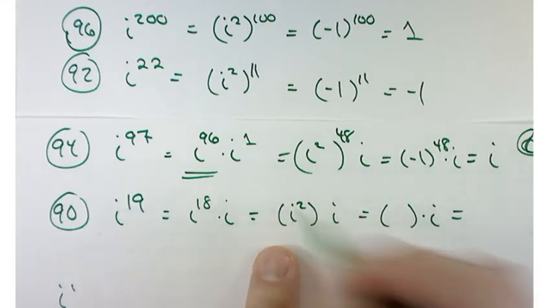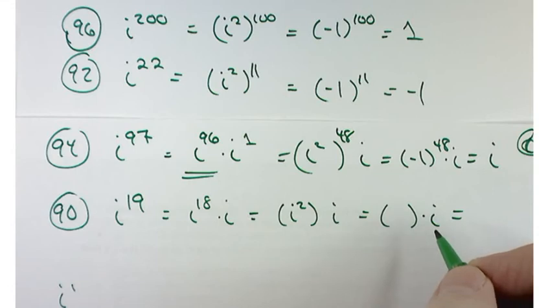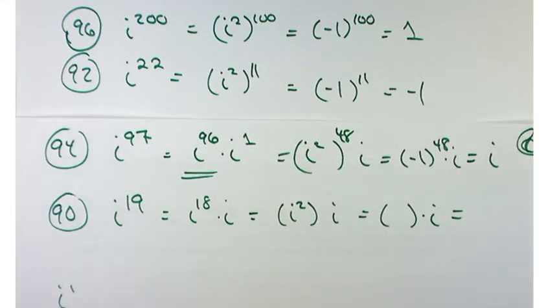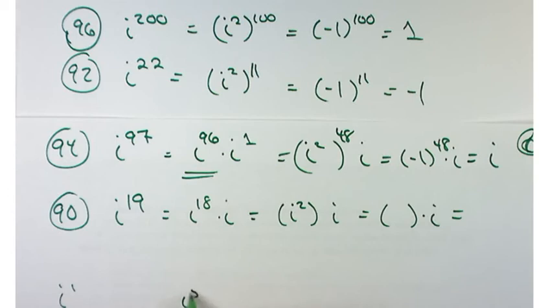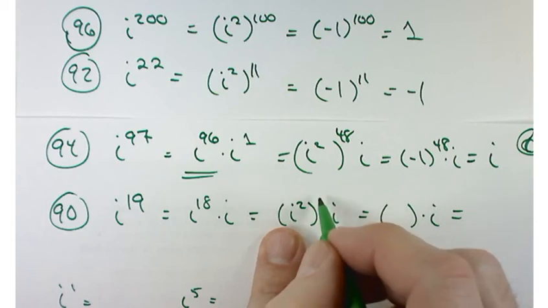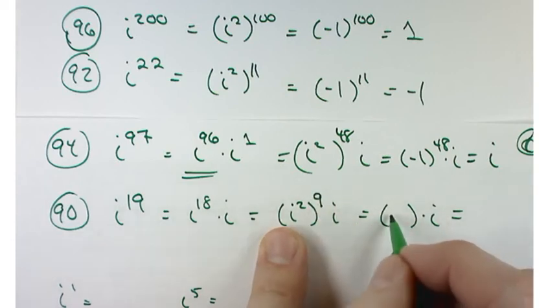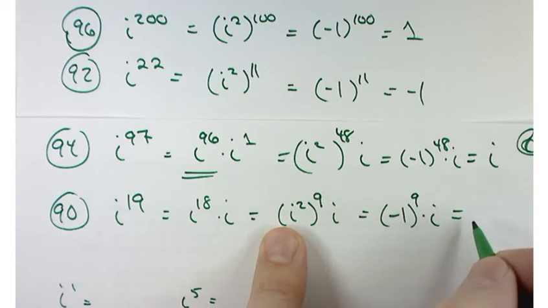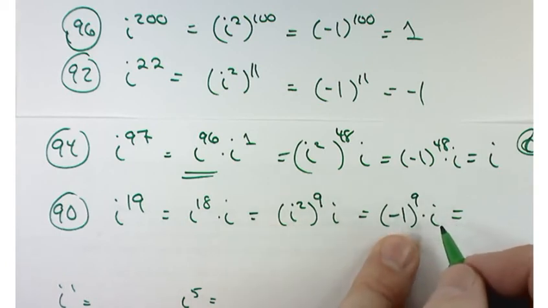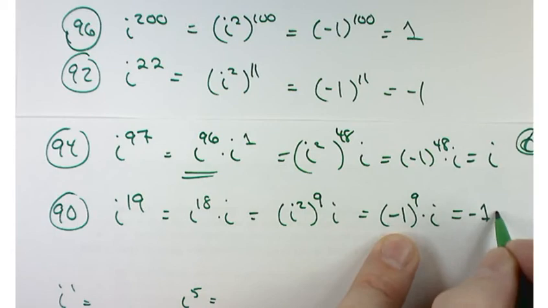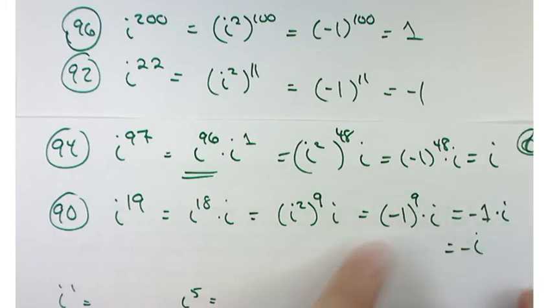This is an i squared. So how does this one finish up? i squared to what power? 9th power, which is negative 1 to the 9th power. What's negative 1 to the 9th power? Negative 1 times i, which is negative i.